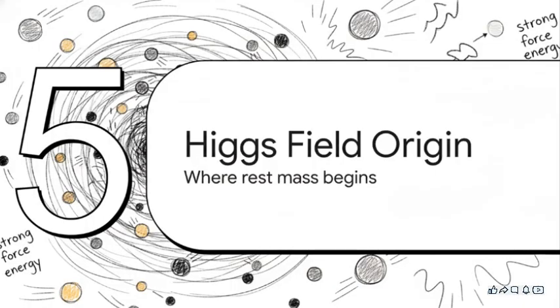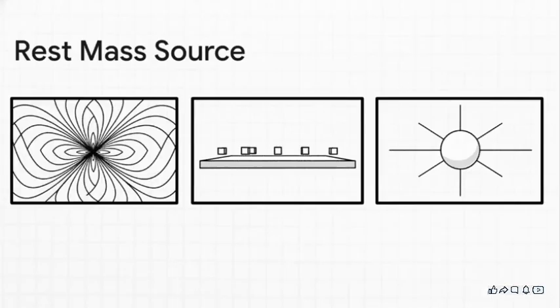Section 5. The Higgs field origin, where rest mass begins. Okay, so we've solved the big mystery of the 99% of the potato's mass. It's all strong force energy. But wait, where do those original quarks and electrons actually get their base 1% of rest mass to begin with? Well, if you were a physicist hunting for the source of this particle rest mass, you know your source field had to meet some incredibly specific conditions.